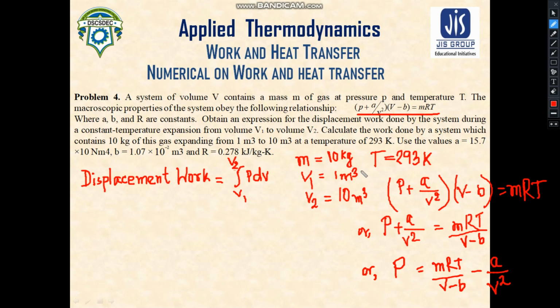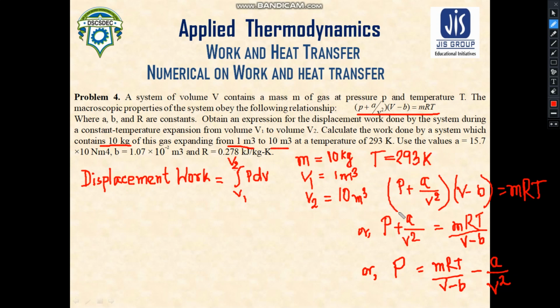Now what information is given here? The mass is given as 10 kg. Here you can see that it contains 10 kg of this gas, so the mass becomes 10 kg, which expands from 1 meter cube to 10 meter cube. That means the initial volume is V1 and the final volume is V2. So the expansion takes place at a constant temperature of 293 Kelvin. So the temperature remains constant throughout this process and it is equal to 293 Kelvin.